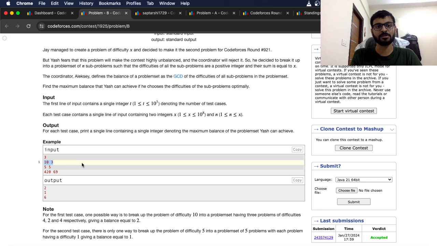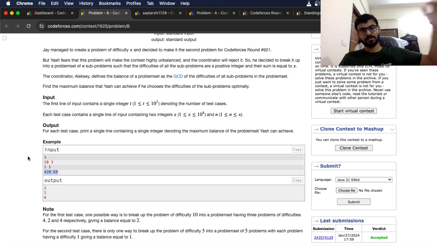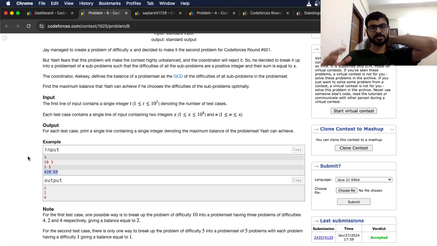the average of my numbers will be 10 by 3, which is 3.3. The average of my numbers in the second case will be 5 by 5, which is 1. Average of my numbers over here, 420 by 69, will be 6 point something. So 6 point something basically tells me, okay, 6 over here is possible, so 6 is the best answer. There cannot be anything better than 6. Why? Because there cannot be anything greater than 6. For example, 7. You can't have 69 numbers which are 7 or multiples of 7. Why? Because 69 into 7 is more than 420. So that's the first thing that I did.